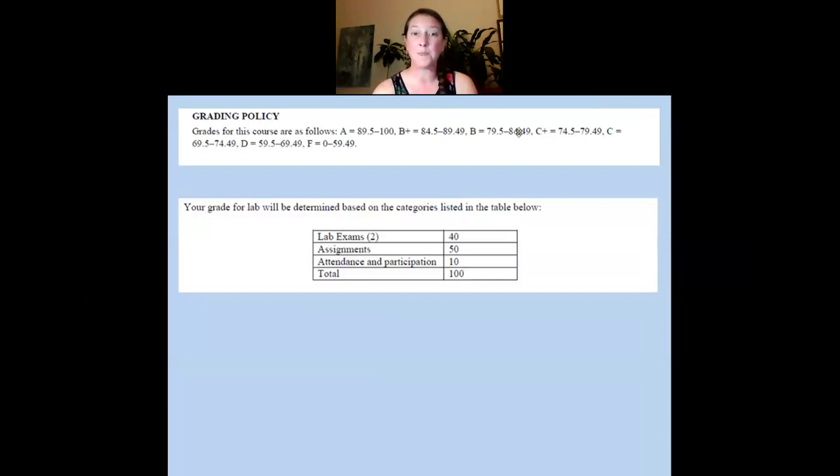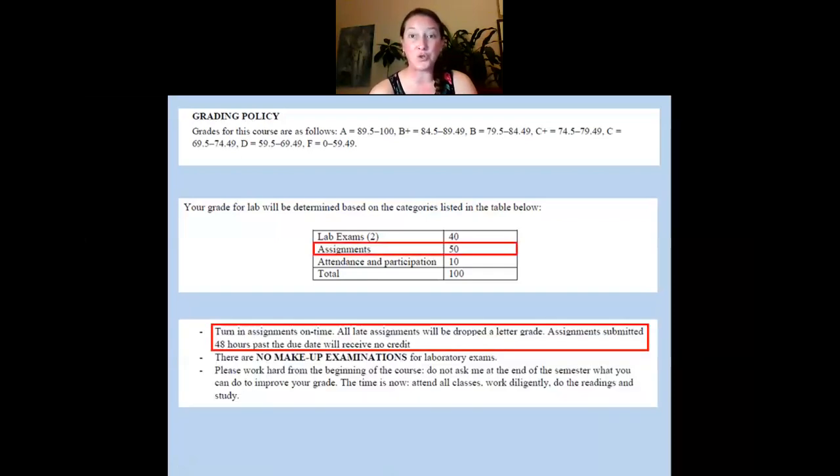So that's why. Oh, right. And then attendance, like I said, is an attempt to boost your grade for a total of 100%. So with assignments, you want to make sure you do those assignments and turn them in on time. If you turn in an assignment late, it will automatically drop a letter grade.